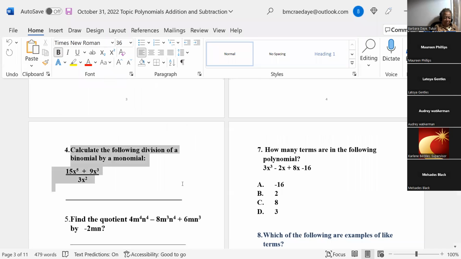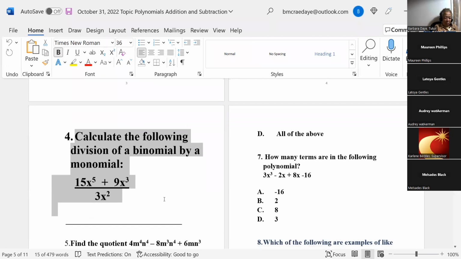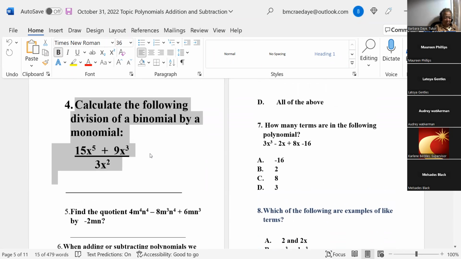Make this bigger, Maureen. I think you can do that one. Tell me how to do number 4. I did divide 3 into 15, right? So 3 into 15 is 5. Okay, that'd be 5x, right?